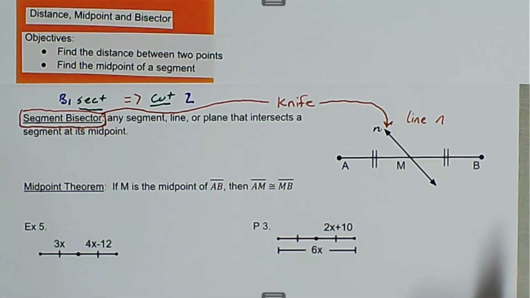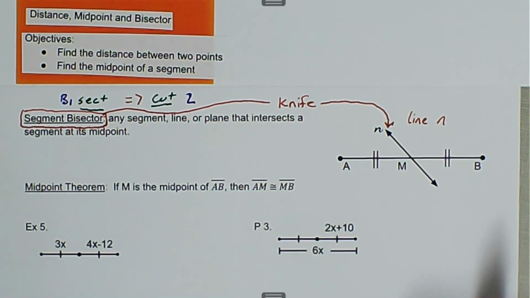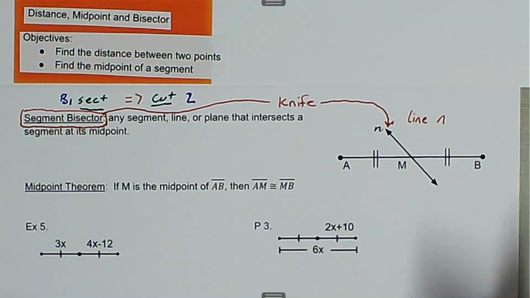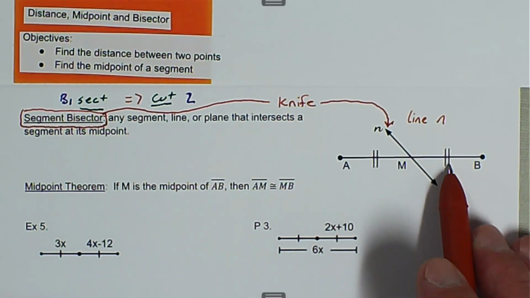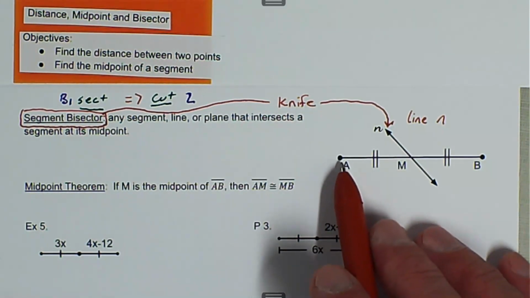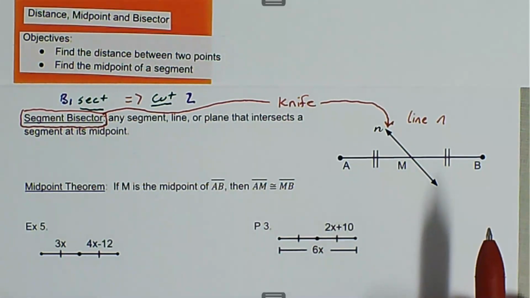All right. And if it says bisector, then it's intersecting at the midpoint and it's cutting it into two congruent parts or two equal parts. That's why right here we have two congruent marks and right here we have two congruent marks. That means AM is equal to MB.